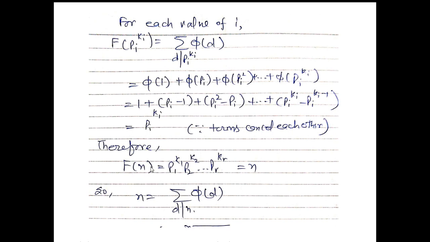Therefore, F(pi to the power ki) is equal to pi to the power ki. Here we have solved only for one value of i. So if we take all, we will get F(n) is equal to p1 to the power k1, p2 to the power k2, up to pr to the power kr, which is your n. So n is the summation of phi d. So you can see that here we have proved Gauss theorem in a different way, and this is much easier.